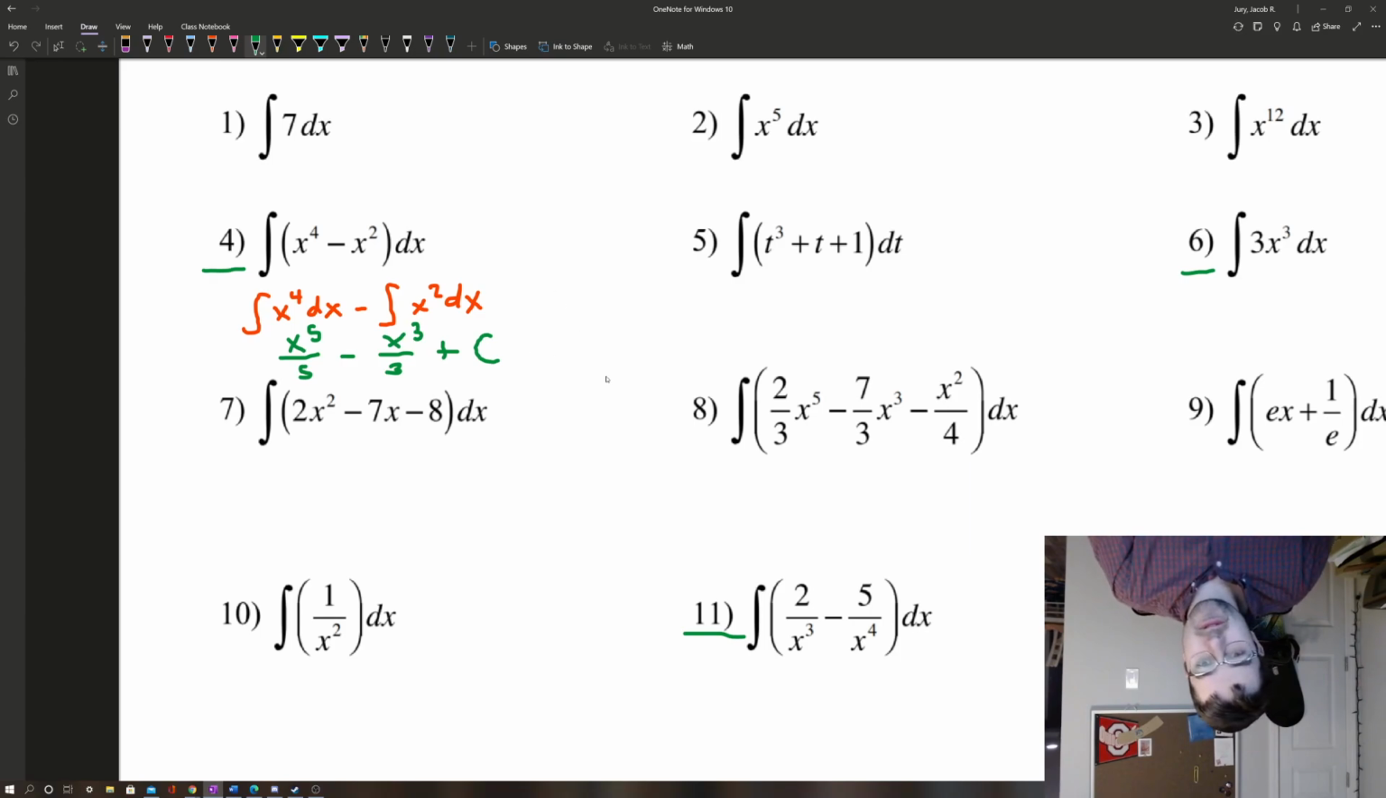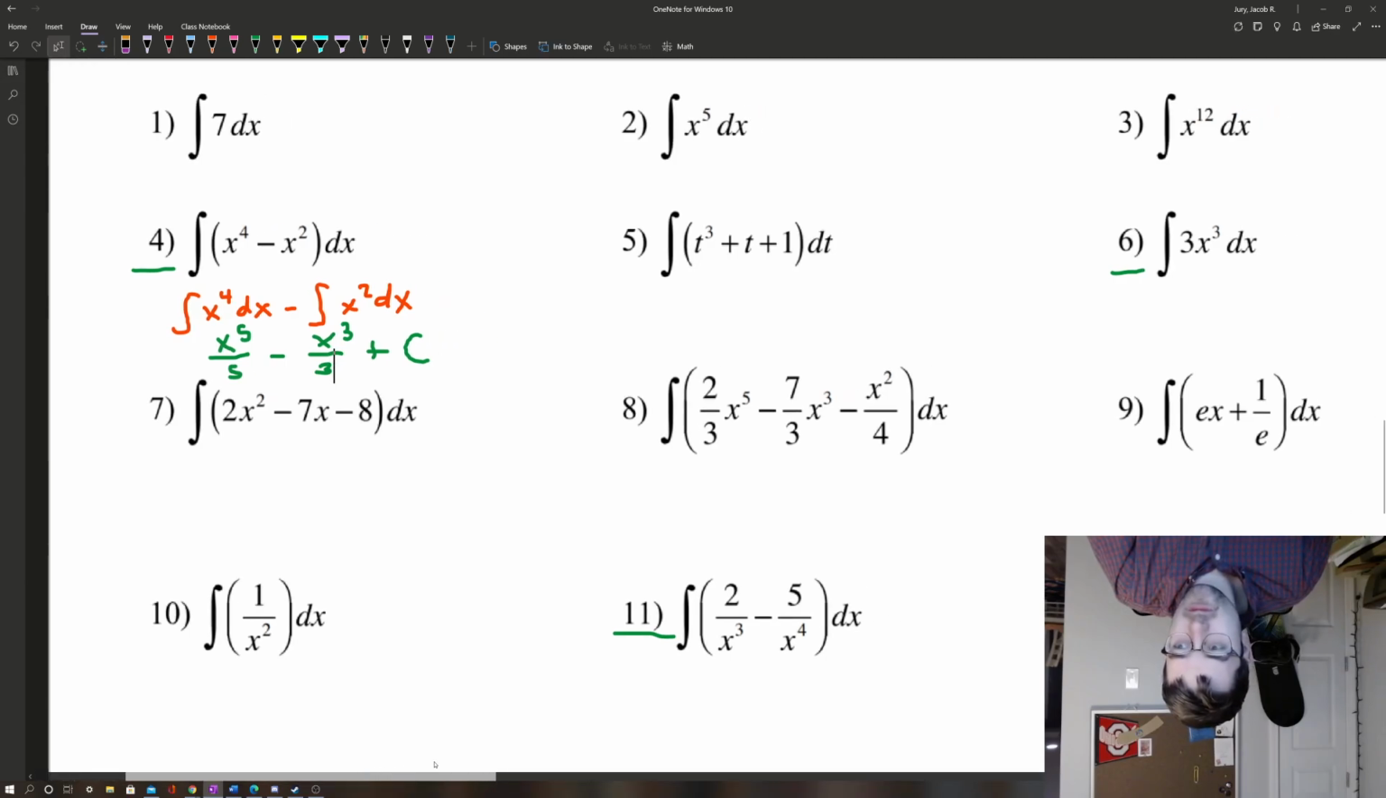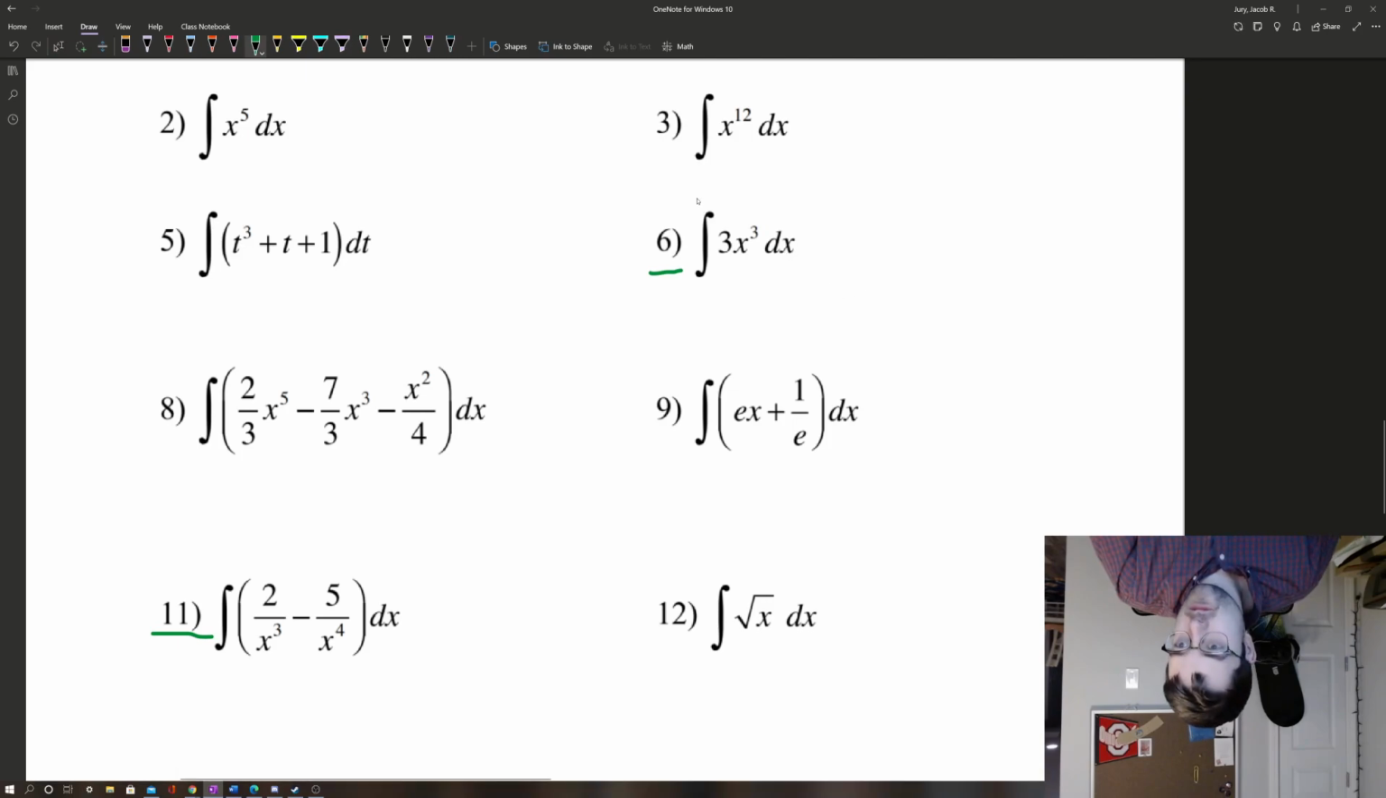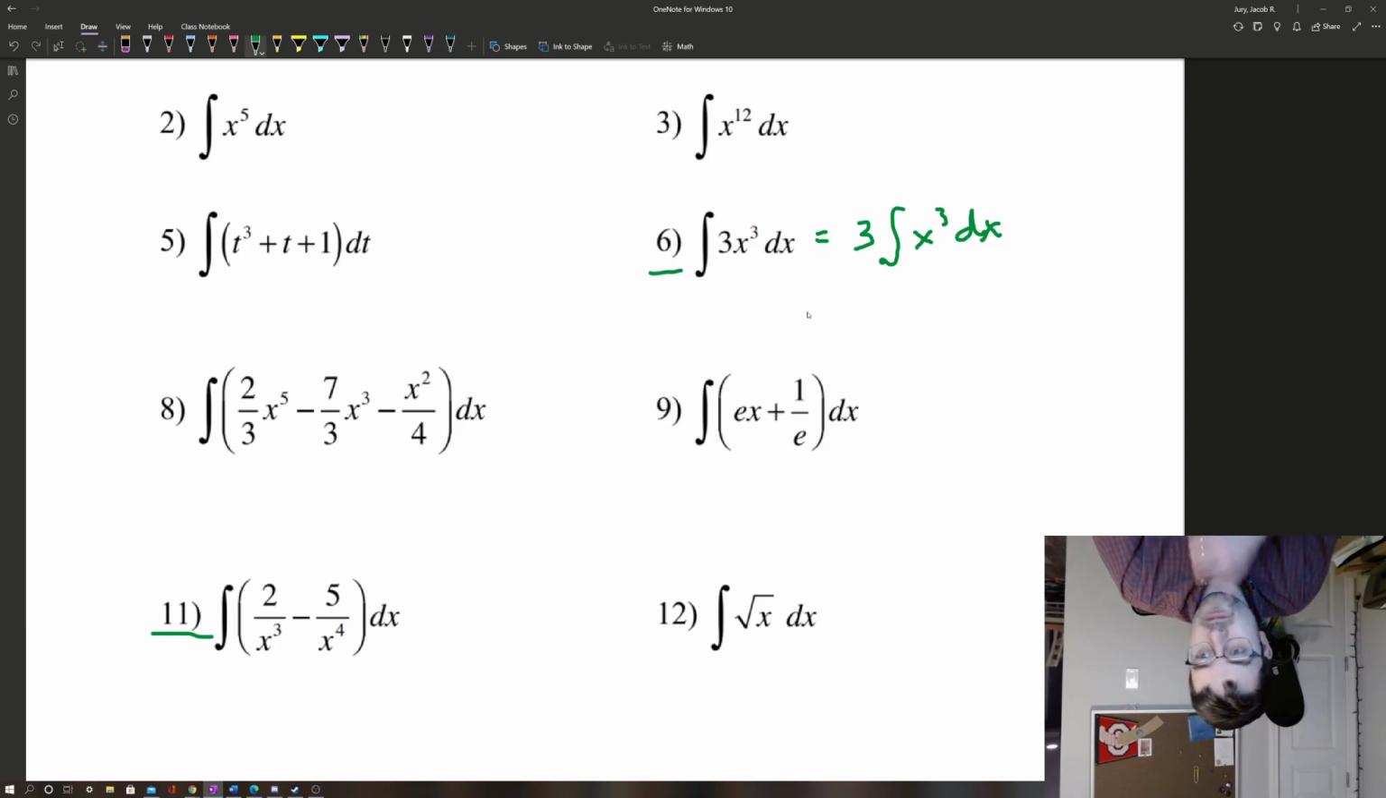Yeah, so that's the answer there. If we go over to another example, we have a constant in front of our variable, so we can rewrite this. Remember how much we love rewriting. We can rewrite this as 3x cubed dx, and then integrate just x cubed.